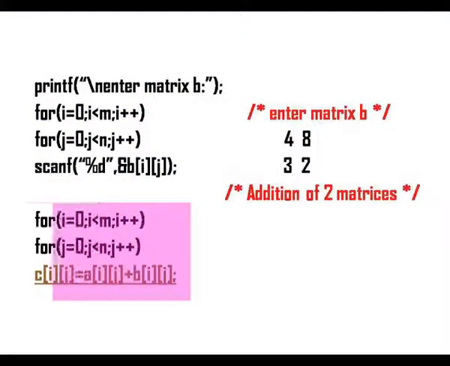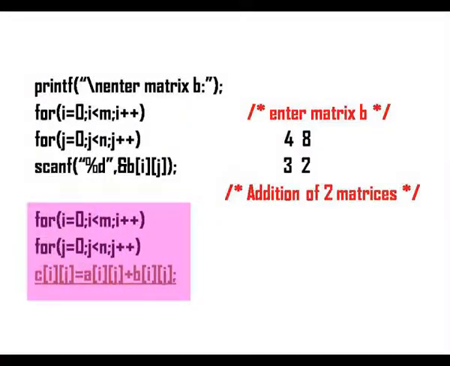We know that addition is very simple. The first row first column element should be added to the first row first column element. Second row second column element should be added to the second row second column element. Just the elements have to be added directly. So, this is the loop that does the work of adding.